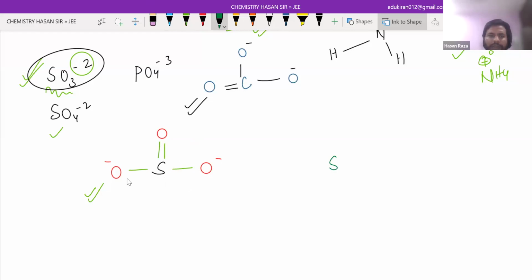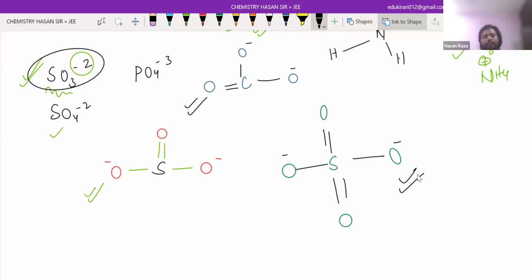SO4 -2. Sulfur is the central atom. You have 4 oxygen now. Now you have -2 negative charge, so you are going to divide the negative charge equally, and you can see when negative charge is present on oxygen, it will form single bond, and this will be double bond. Is this the structure of SO4 -2? Yes, sir. Very good.